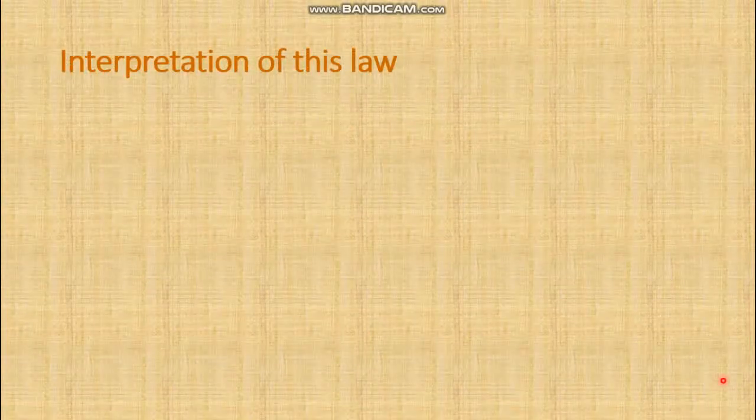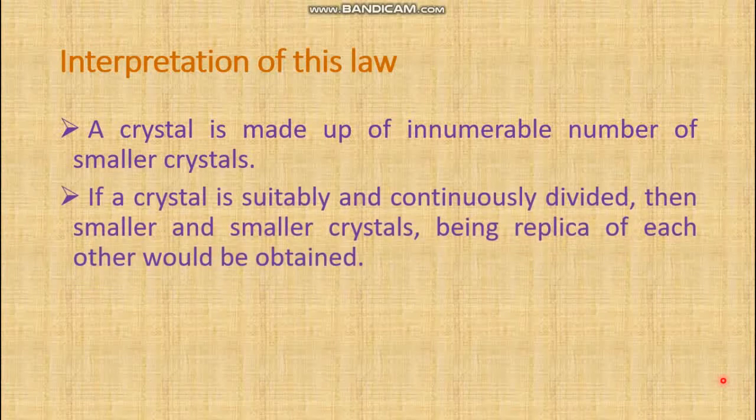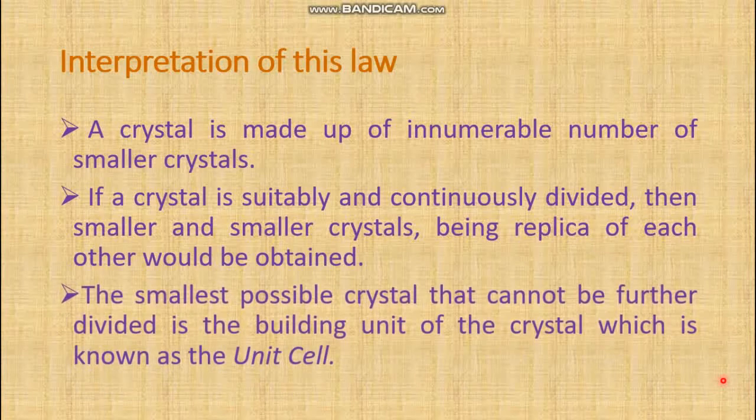Now this law is interpreted as what we are going to give as points here. These are nothing but the definition of a unit cell. Look, what is it? Firstly, a crystal is made up of innumerable number of smaller crystals. If a crystal is suitably and continuously divided, then smaller and smaller crystals, being replicas of each other, would be obtained, definitely. And finally, the smallest possible crystal that cannot be further divided is the building unit of the crystal, which is known as the unit cell, isn't it? So this is ultimately the definition of unit cell.